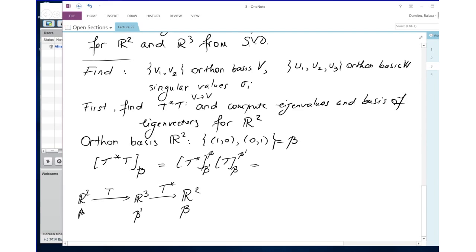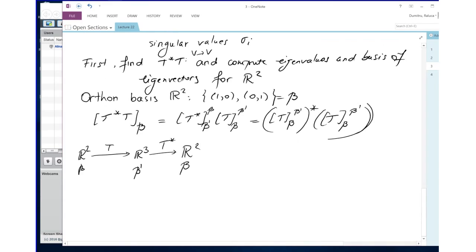Those are orthonormal, both of them, so I don't really have to compute two matrices because the adjoint can be pulled out. So all I need to do is to compute one matrix, the matrix of T from beta to beta prime, and multiply it by its adjoint. So this thing here is all I need for now. Let's call it A.